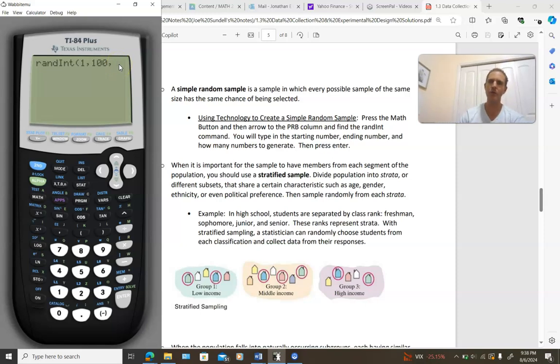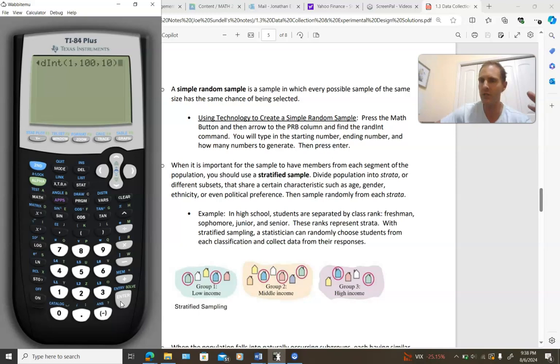What this will generate is just a list of numbers between and including 1 to 100. Let's say we want a sample size of 10, so put a 10 in here. I'm going to close those parentheses. When I hit enter, it'll give me a list of 10 random numbers within this interval that are random.